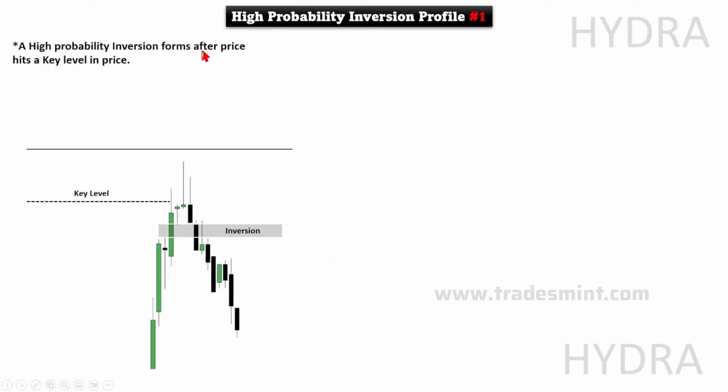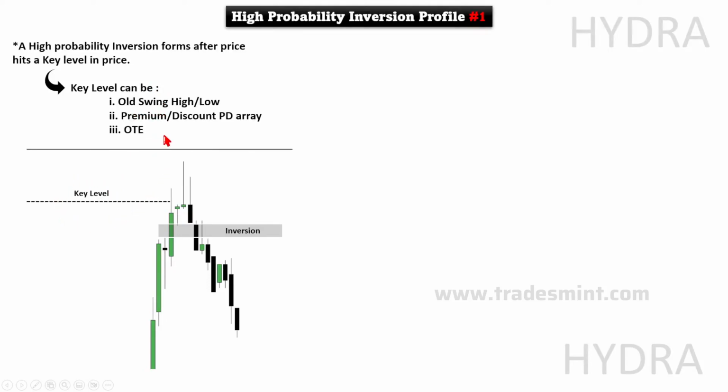A high probability inversion forms after price hits a key level in price. So what can the key level be? The key level can be an old swing high or low, a premium or discount PDRA, and the OTE. So there are three specific things.